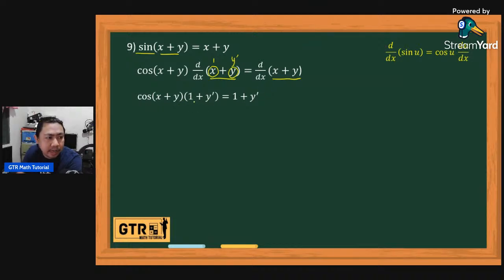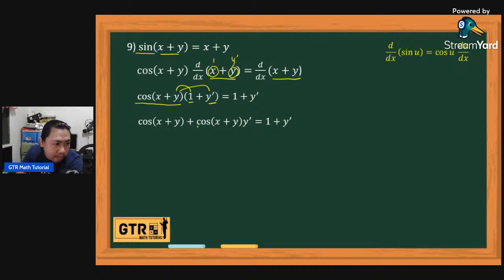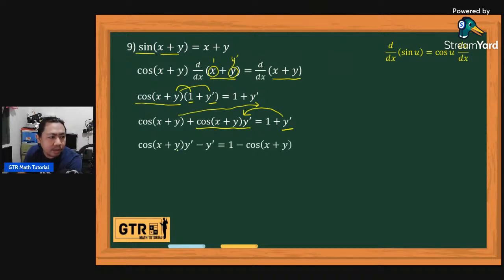Then combine the y prime terms, but first distribute cosine of x plus y to the 1 and to the y prime. Okay, so we have cosine of x plus y plus cosine of x plus y times y prime equals 1 plus y prime. So now combine the y prime terms. So bring y prime to the left side, and at the same time bring cosine of x plus y times y prime to the right side. Just swap them.